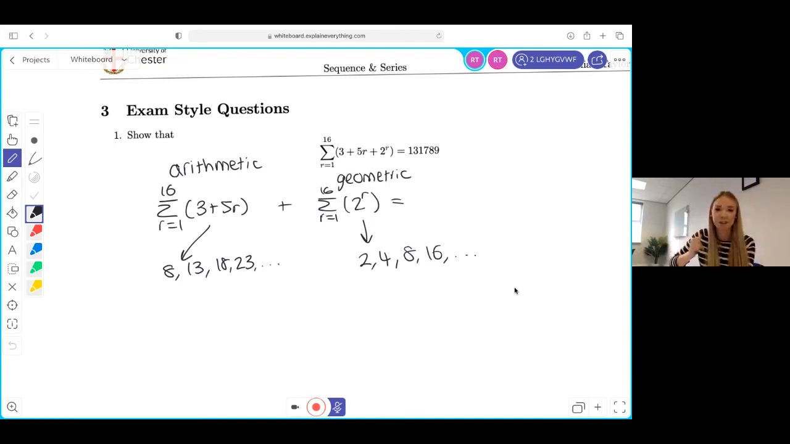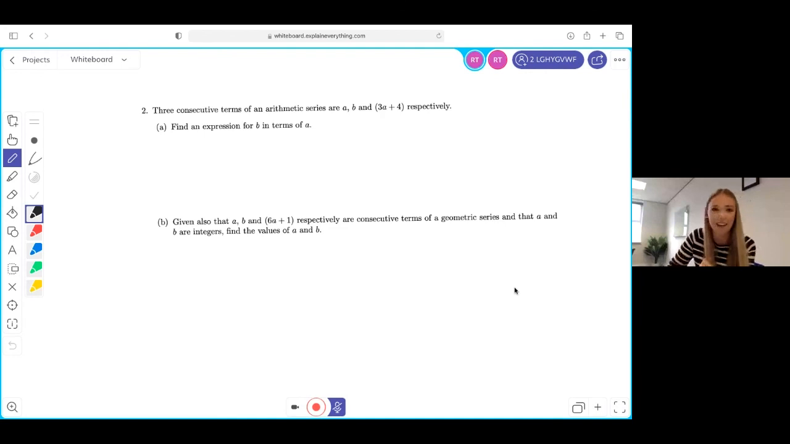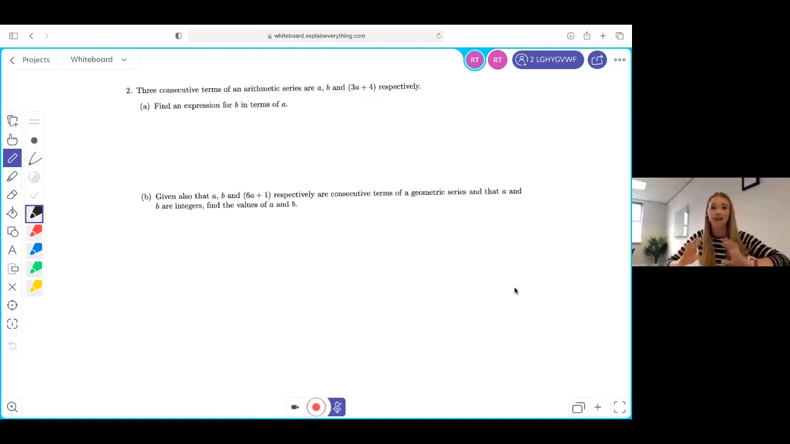And because it's a show that question, you'll know that you've got it right at the end as well. Another one that I wanted to give you a hint for, another question that involves both arithmetic and geometric series, is this one. So 3 consecutive terms, we've done a few questions on consecutive terms, are a, b, and 3a plus 4.